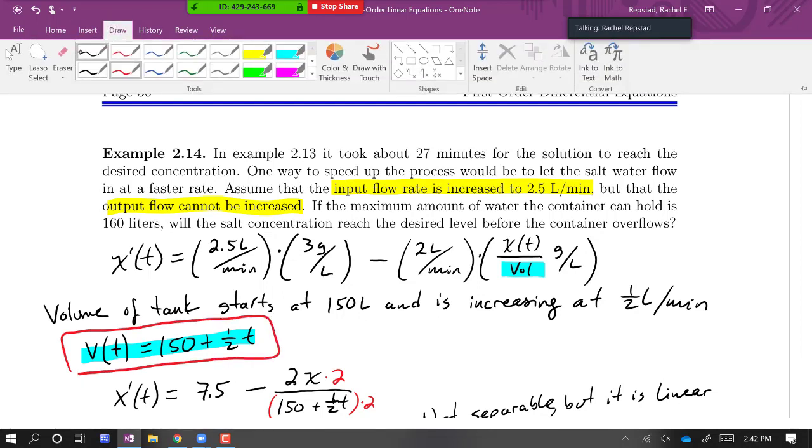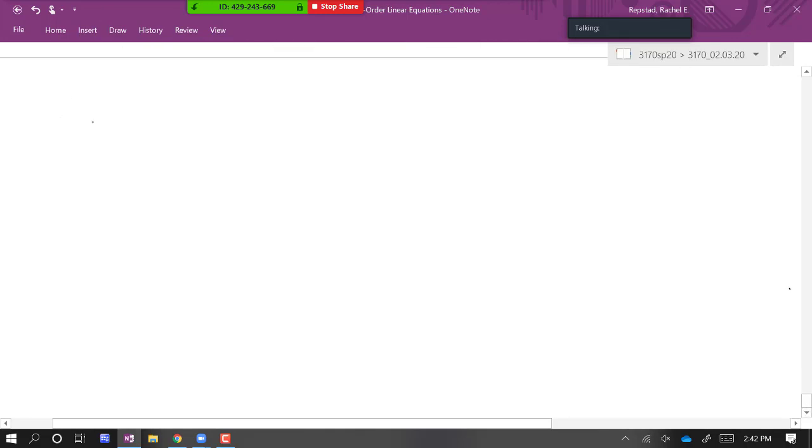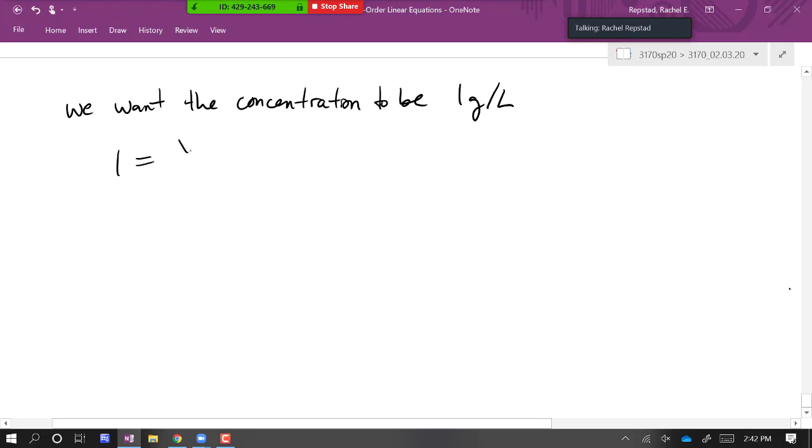So if we want the concentration at 1 gram per liter, I'm going to use some magic paper here. We want the concentration to be 1 gram per liter, so that means we want 1 to be equal to x of t over v of t. In the example before, the volume was constant, so it was as simple as finding how much salt, like setting the salt at the right level. But now both of these are functions that change over time.